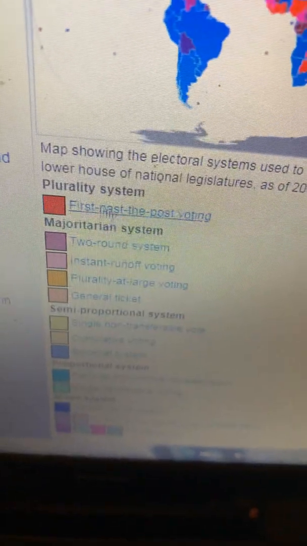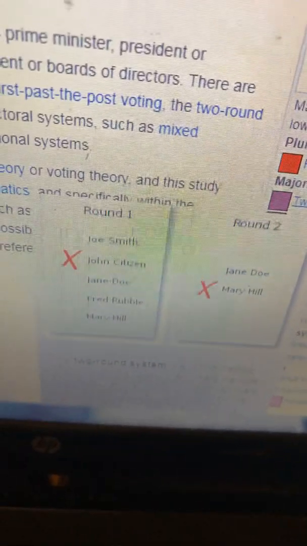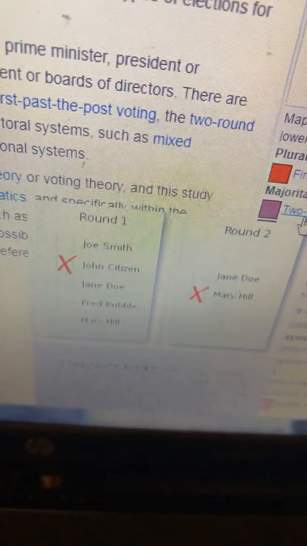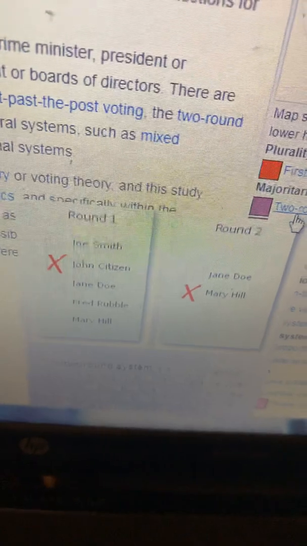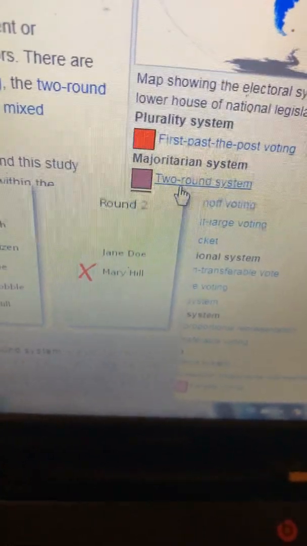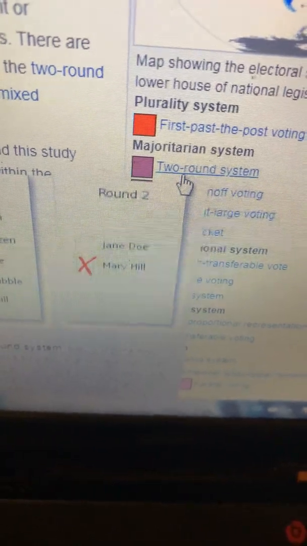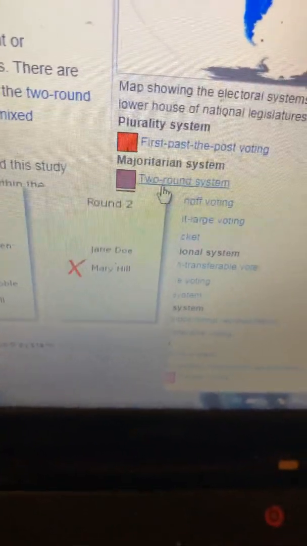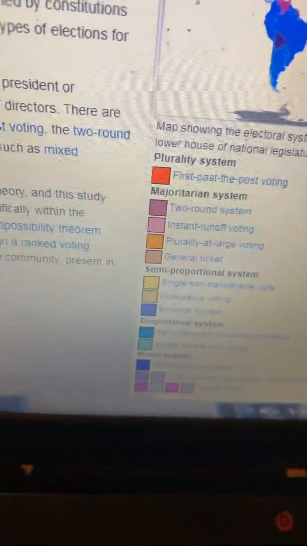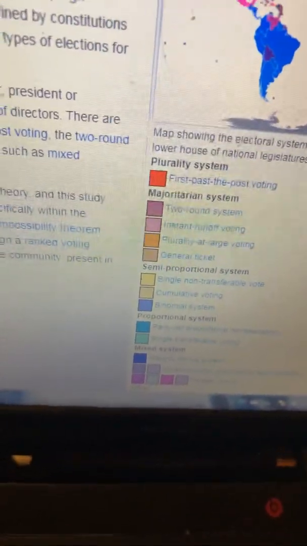and the majority systems, like two-round systems, like this. The first round, they have many candidates, and then they choose the top two. In the second round, the top two have to compete to win over 50% as the absolute winner. Like in France, the presidential election as well as the assembly elections.